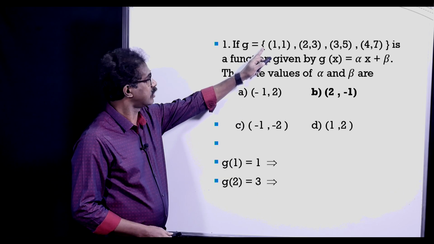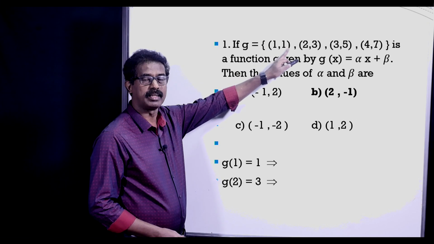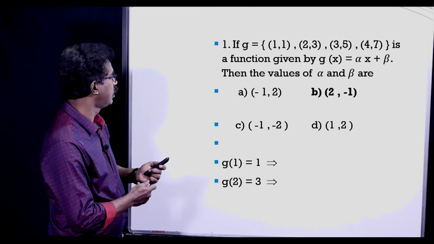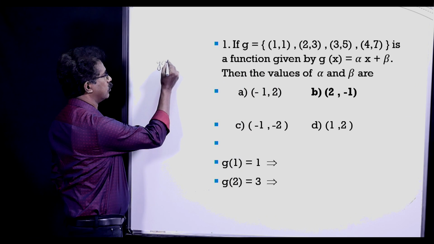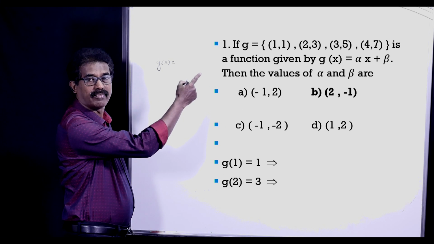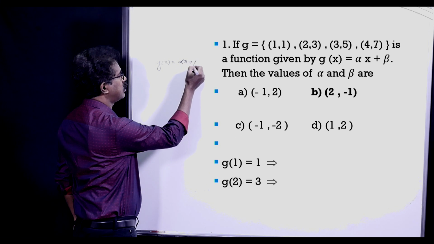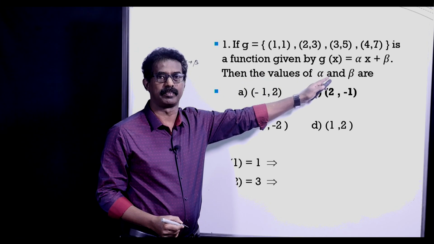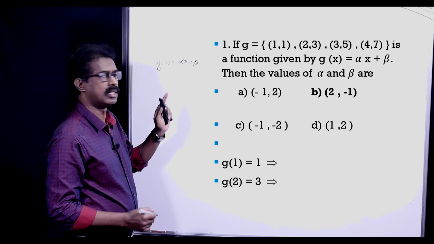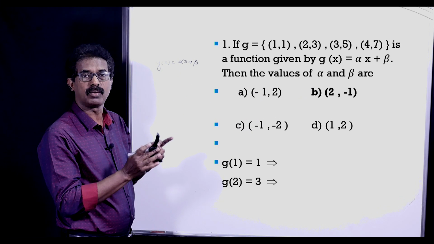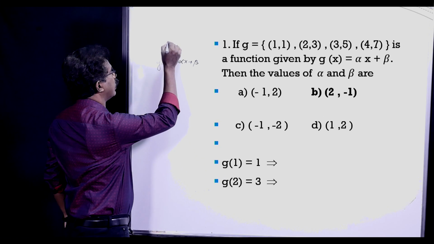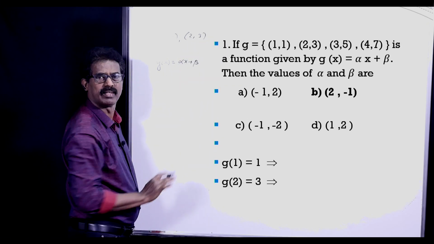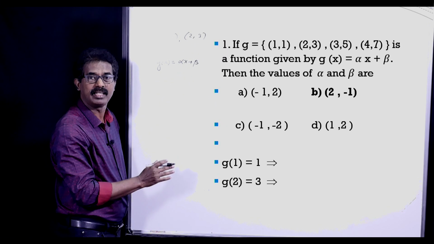If g is a function given by {(1, 1), (2, 3), (3, 5), (4, 7)}, and g of x is equal to alpha x plus beta, they asked to find the values of alpha and beta. And 4 options are given. So here, listen, a function is given. In the function, what is the first element? (1, 1). The second one is what? (2, 3). And some more elements are given. So we want to find alpha and beta.